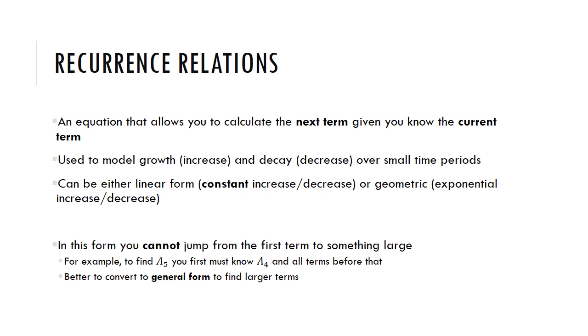It is possible, but we tend to then change something into general form. And we'll look at the general form of each of the key ideas throughout the presentation. So it's either used to model when we're talking about growth, so increasing values, or decay, which are decreasing over small periods of time. And you'll be expected to be able to calculate up to 5 recurrence relations by hand or using a calculator, but showing that working. And then we can either have a linear form, which is that constant increase or decrease, or a geometric where you're multiplying.